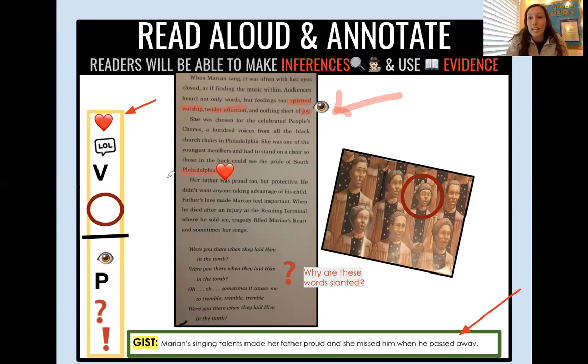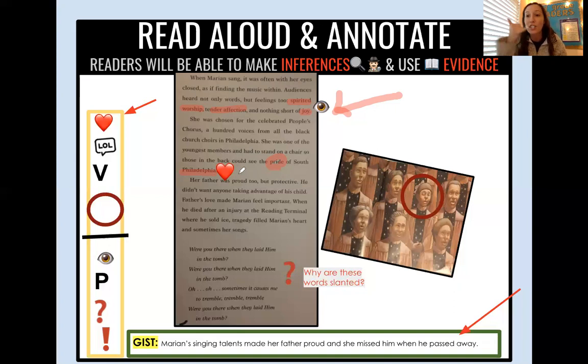Philadelphia is a city. It is where Marian is from. And she was the pride of her city, which means that the city was very proud of her. They felt good about what a great singer she was. They were happy that somebody so talented was from their community because that was something that they could be proud of or feel happy for her about. So I have a heart here because I know that all of Philadelphia loves Marian. And I know where Philadelphia is.